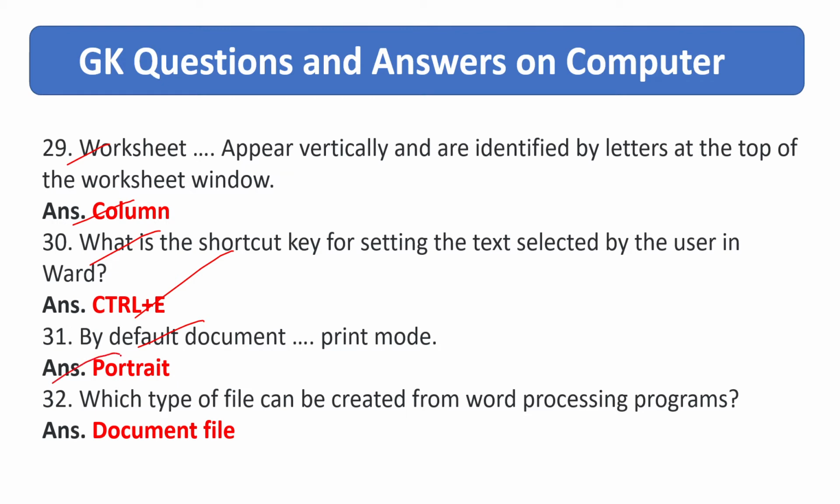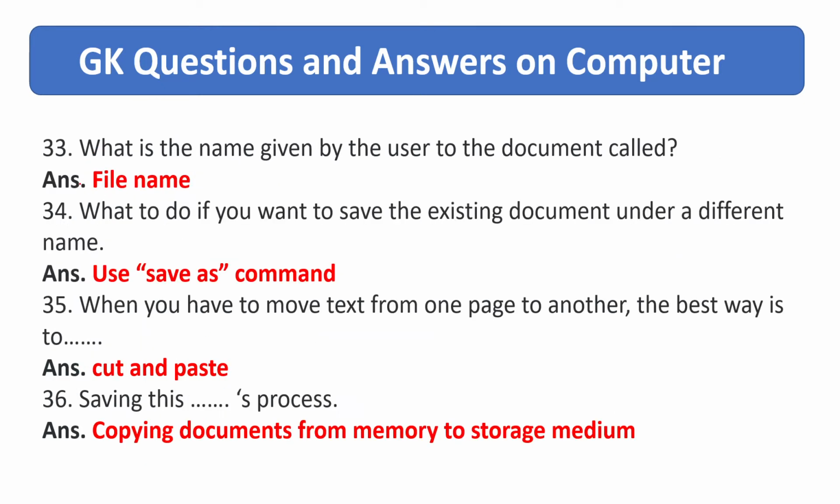By default, document print mode is? Answer is portrait. Which type of file can be created from a word processing program? Answer is document file. What is the name given by the user to the document called? Answer is file name. What to do if you want to save the existing document under a different name? Answer is use save as command. When you have to move text from one page to another, the best way is to cut and paste. Saving this means?